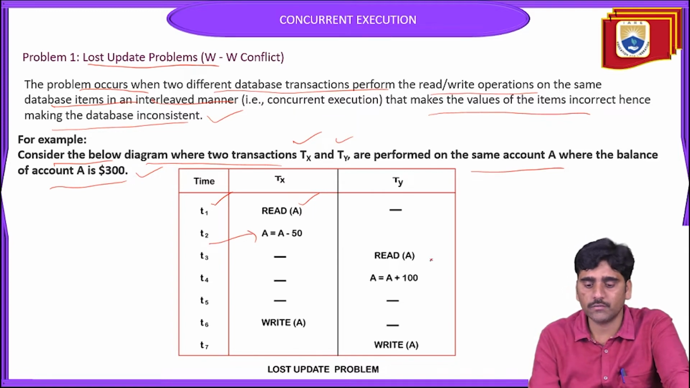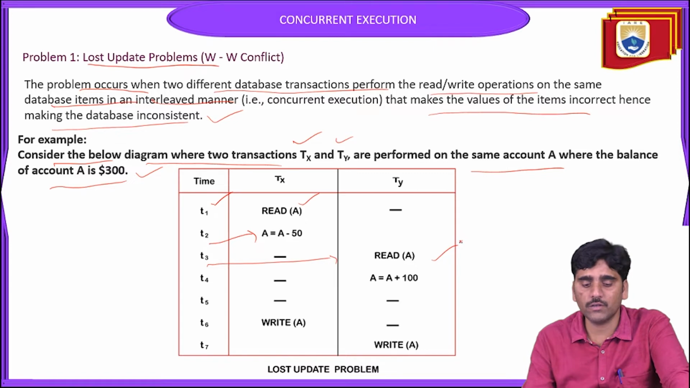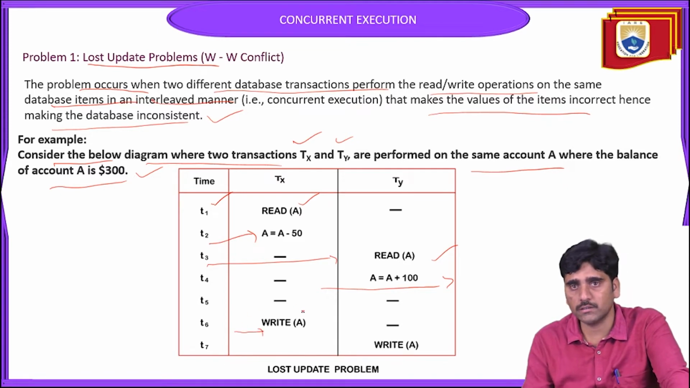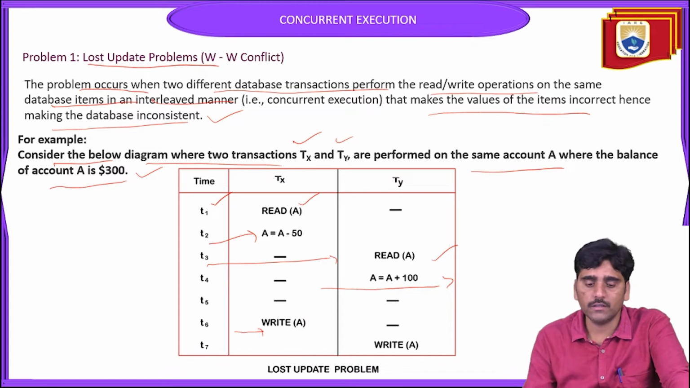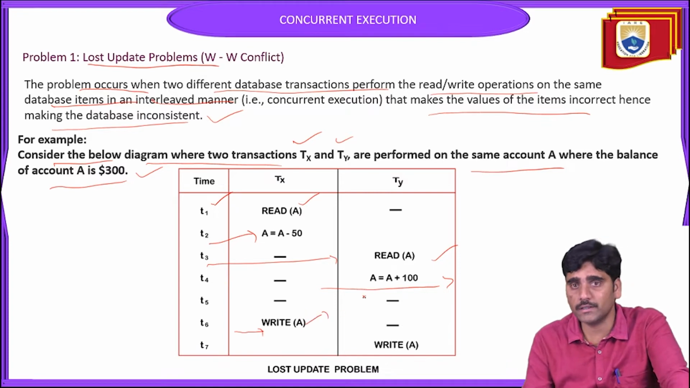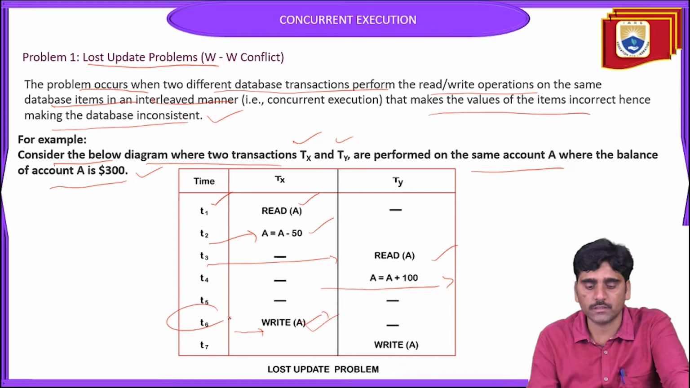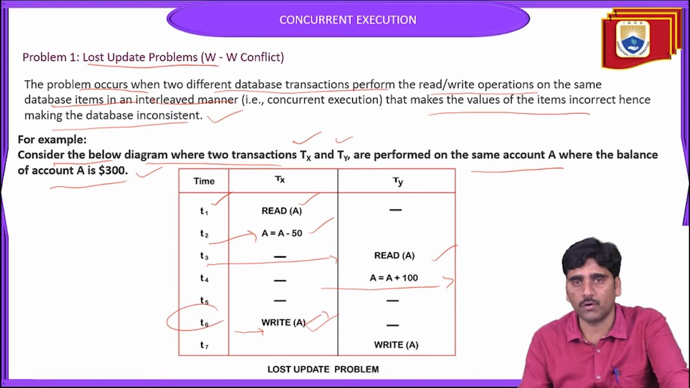The next transaction, Y, at time T3 is reading the value. Then the value in transaction Y is incremented by 100 rupees. At time T6, transaction X writes the value of A, that means updating the data. So after debiting 50 rupees, the update happens at the particular time T6, and the updated value becomes some amount.